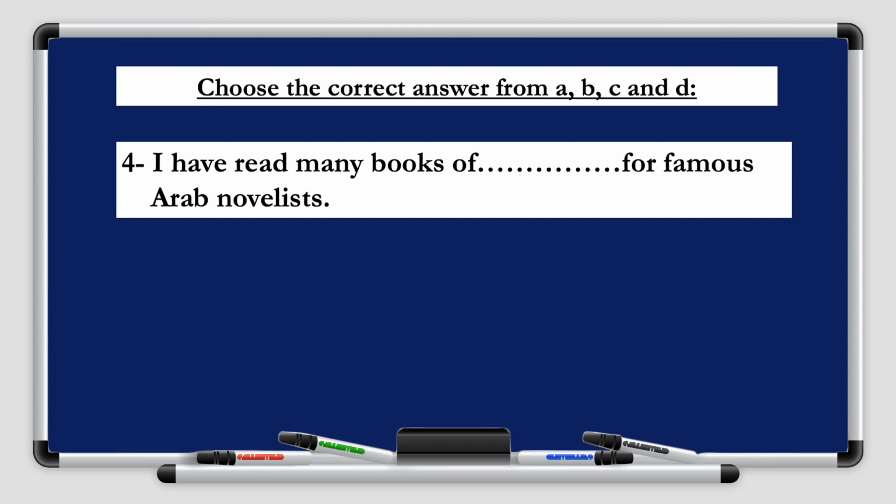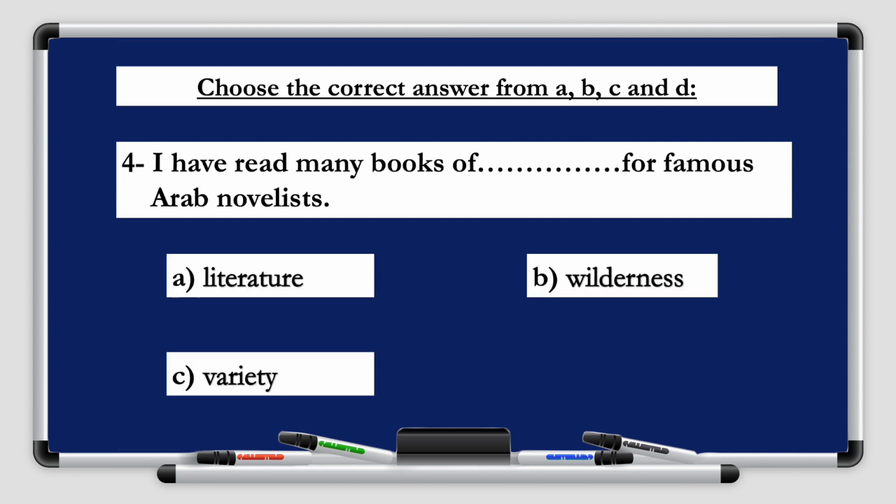Number four, I have read many books for famous Arab novelists. Many books of what? Literature, wilderness, variety, reputation. Many books of the written work, which is the text. In other words, it is the literature.